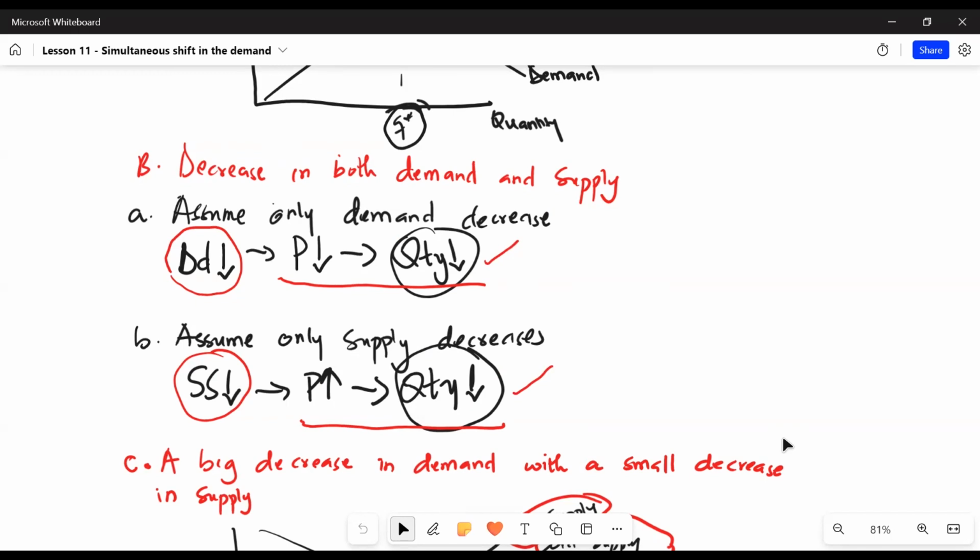This same analogy can be used to understand the flip case, where there is an increase in both demand and supply, or a decrease in one and an increase in the other. In this example, we looked at just a decrease in demand and supply, and we found that in both cases, quantity is going to reduce, but the effect on price is going to depend on which shift is bigger. This is all for our lesson on simultaneous change in demand and supply curves.